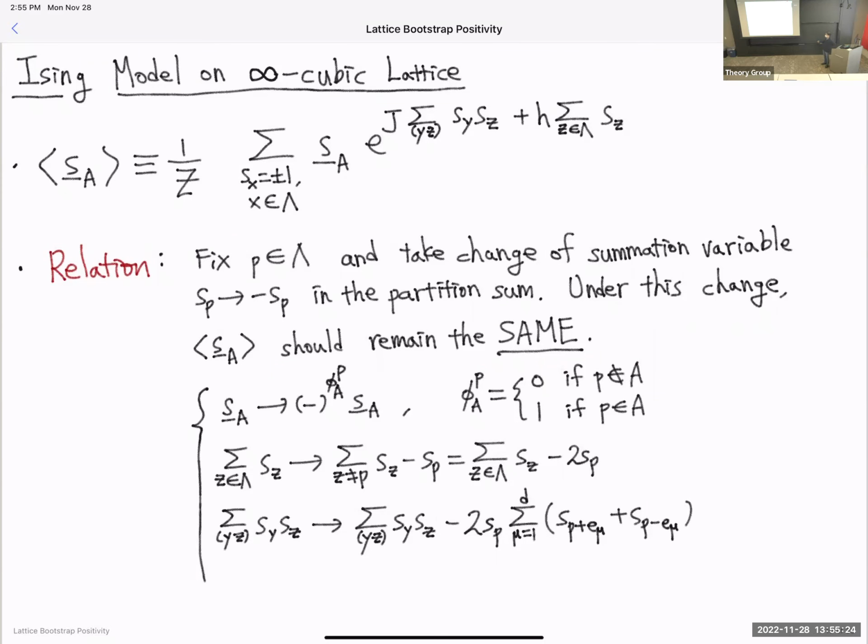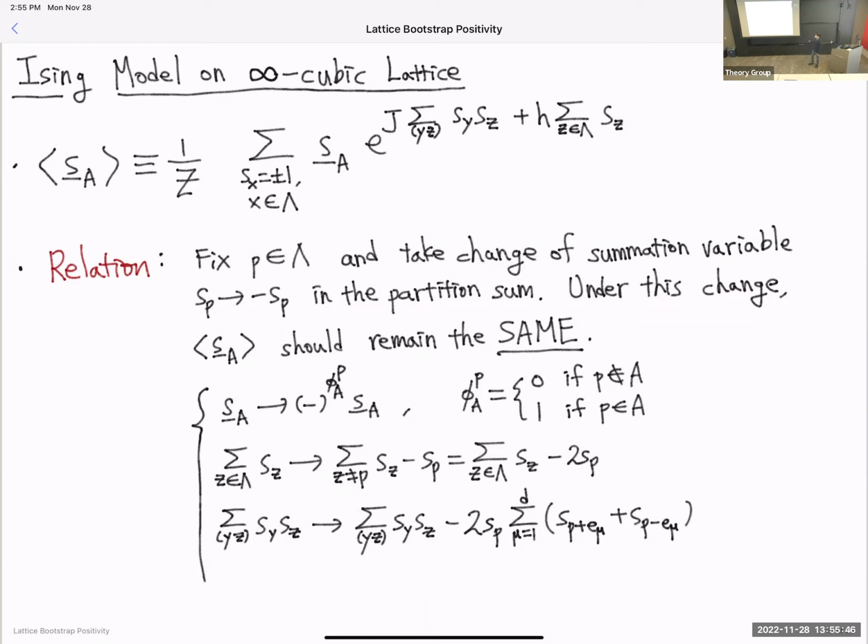So what's the relation now? In the toy example, we got the relation from the fact that total derivative integrates to 0. But that can be equivalently derived by considering infinitesimal change of the integration variable. Okay. So here, we are going to take change of variable for this sum n.